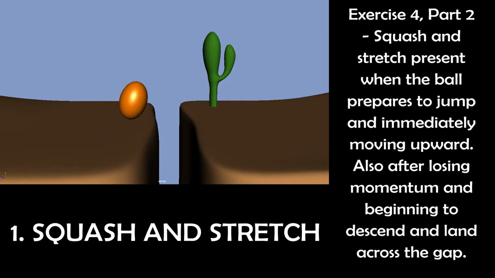Potentially the most important principle, squash and stretch, is used to give objects a sense of weight and flexibility. A prime example of how this principle is used is in bouncing balls, squashing when the ball hits the ground and immediately stretching when bouncing back upward. It can also be used to apply a comical effect to figures.